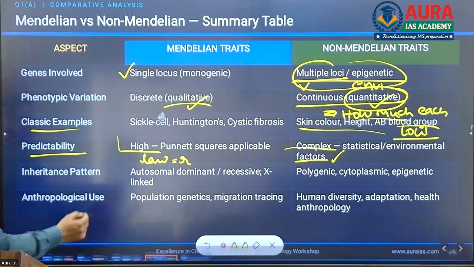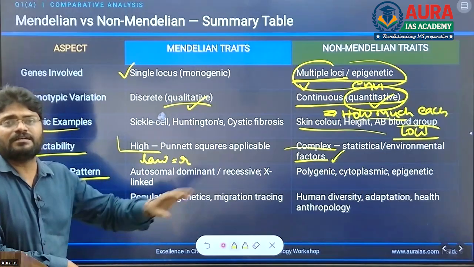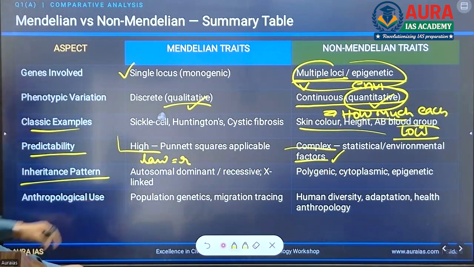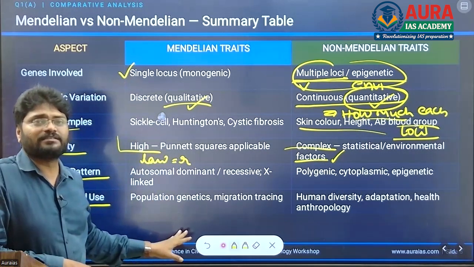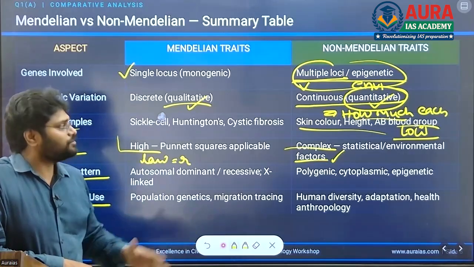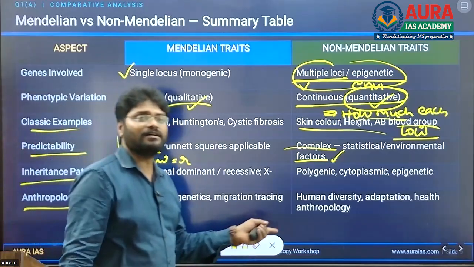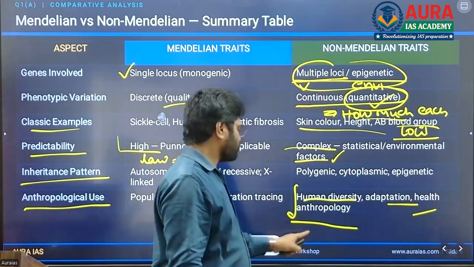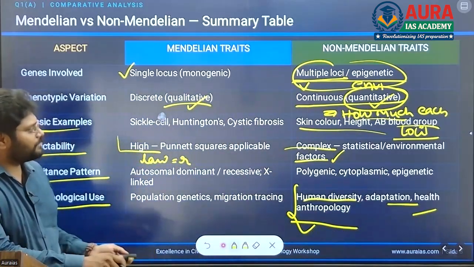Now the inheritance pattern follows the clear-cut dominant and recessive rule. Here polygenic, cytoplasmic and epigenetic rules are followed. Anthropological use: Mendelian rules are heavily used in population genetics and migration patterns. Non-Mendelian is very useful to understand human diversity, adaptation, and health, epidemiological anthropology, etc. So this is the table you have to write.